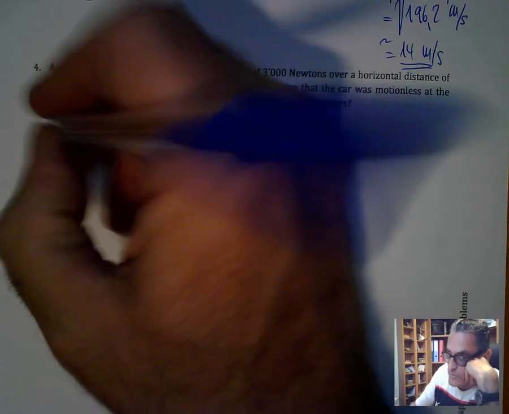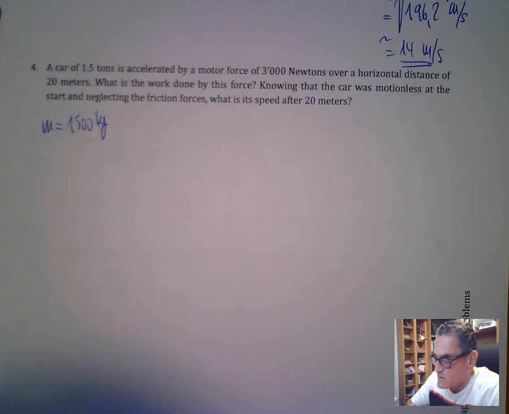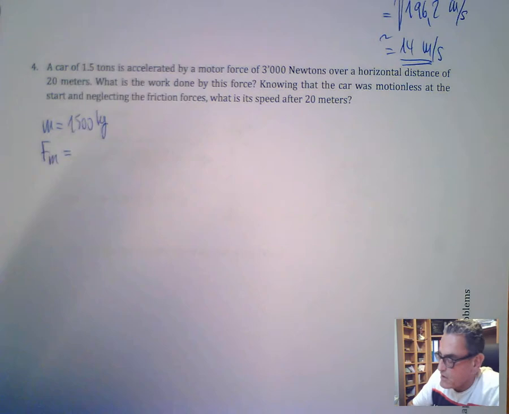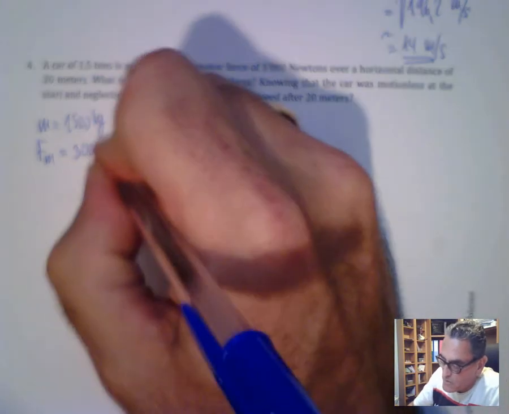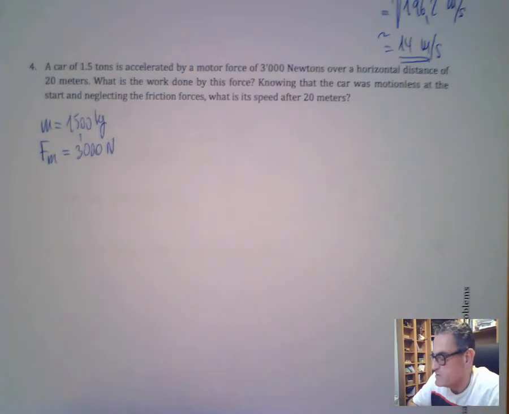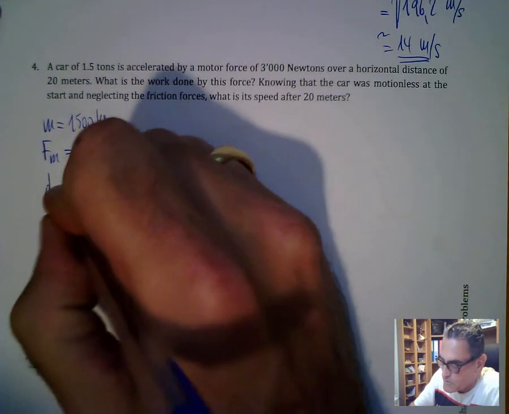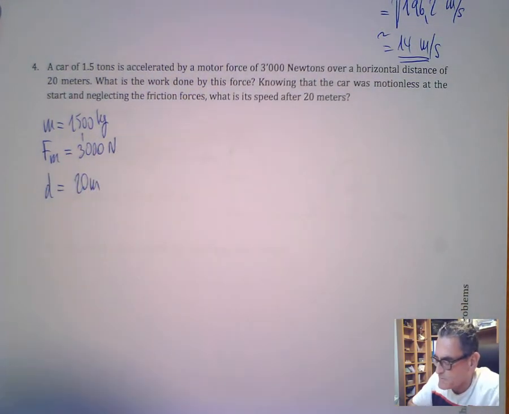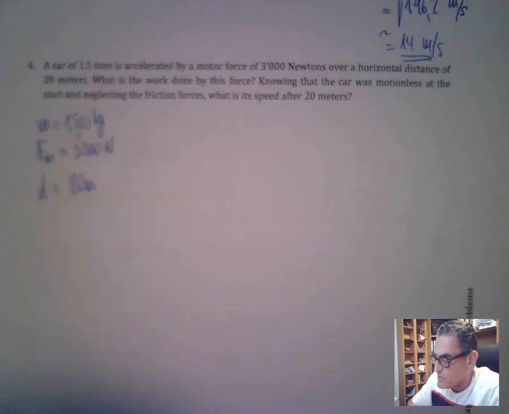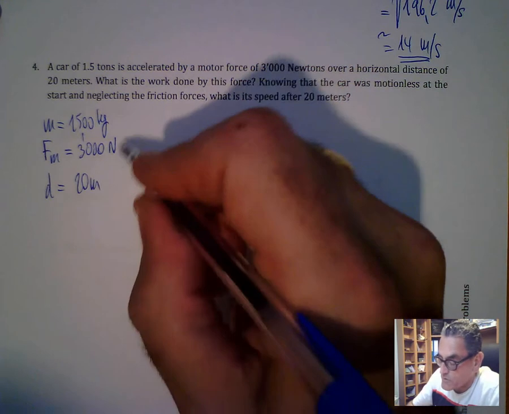A car of 1.5 tons. So let's write the mass, 1,500 kilograms, is accelerated by a motor force of 3,000 newtons. Okay, do this work of extracting the data and writing it with their normal symbols on your page. Over a horizontal distance of 20 meters, the distance is 20 meters. Okay, what is the work done by this force? It's not very complicated.